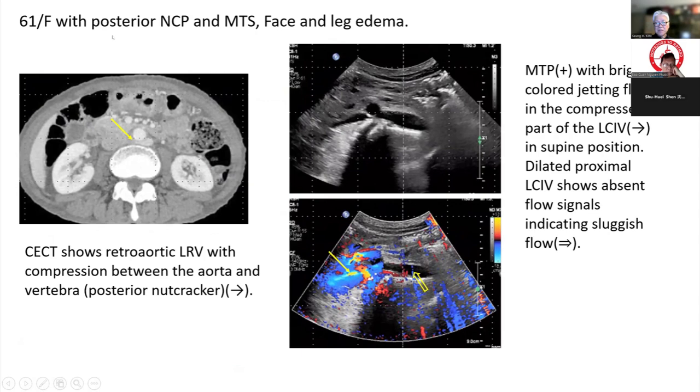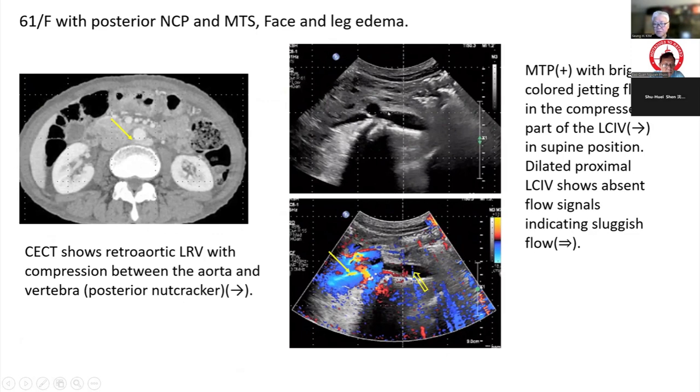61-year-old woman, this patient has a Nutcracker. It has a symptom of the face and leg edema, very vague symptoms. But this patient has a CT scan. The left renal vein is an anomalous left renal vein running posterior to the abdominal aorta, between the vertebra and the aorta, and there's some compression effect here. So we call it the posterior nutcracker.